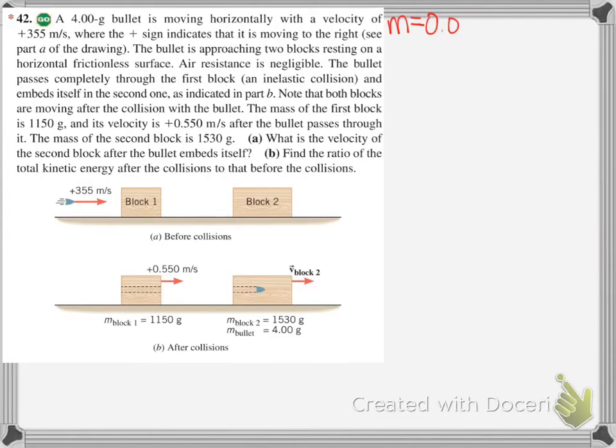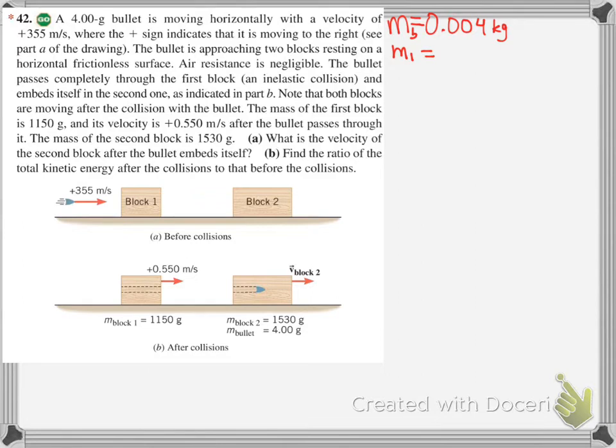Hey guys, so today we have another momentum problem, but this one is just going to be in one dimension, but we are going to be mixing in something else. We're going to be mixing in kinetic energy, okay? So we have to find the velocity of a second block after a bullet goes through the first block and then goes through the second block. What is the velocity of the second block after?